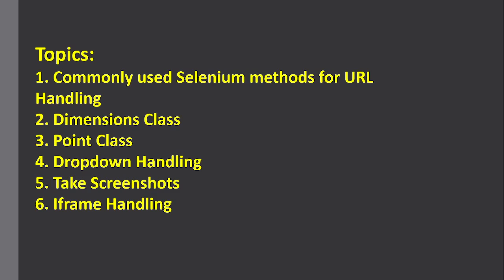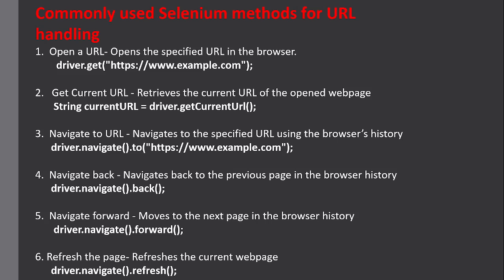As a part of this video, we are going to learn a few more Selenium topics. Below is the list of all the topics which we are going to cover in today's video. First topic is commonly used Selenium methods for URL handling. Second, Dimension class. Third, Point class. Fourth, dropdown handling. Fifth, text screenshot, and sixth one, iframe handling. So without wasting time, let's start with today's first topic, commonly used Selenium methods for URL handling.